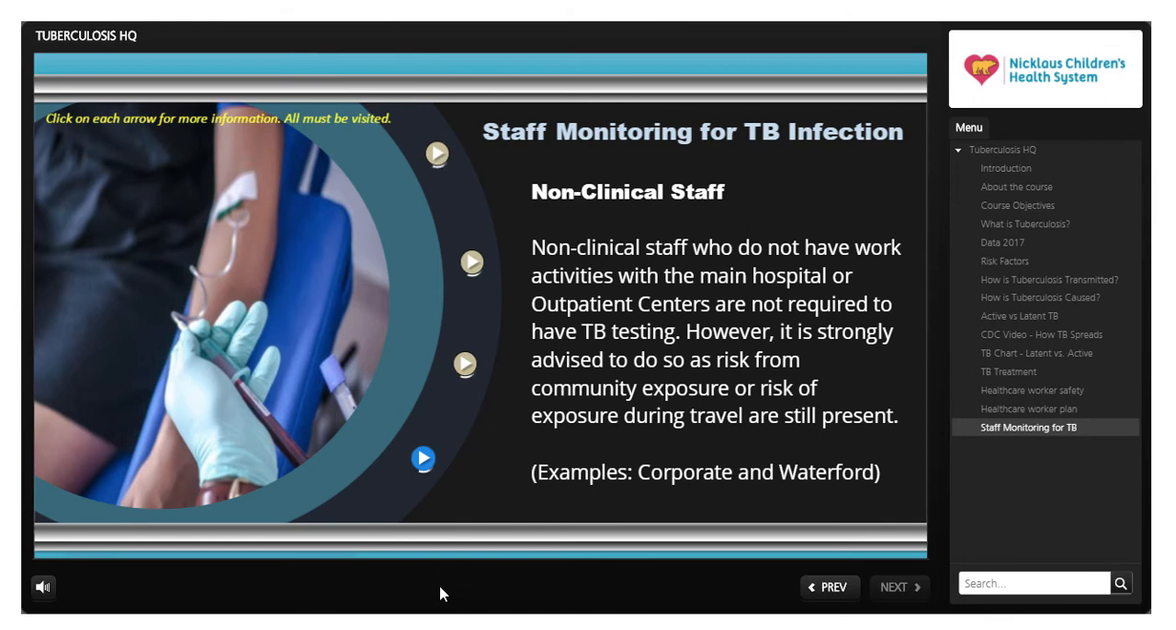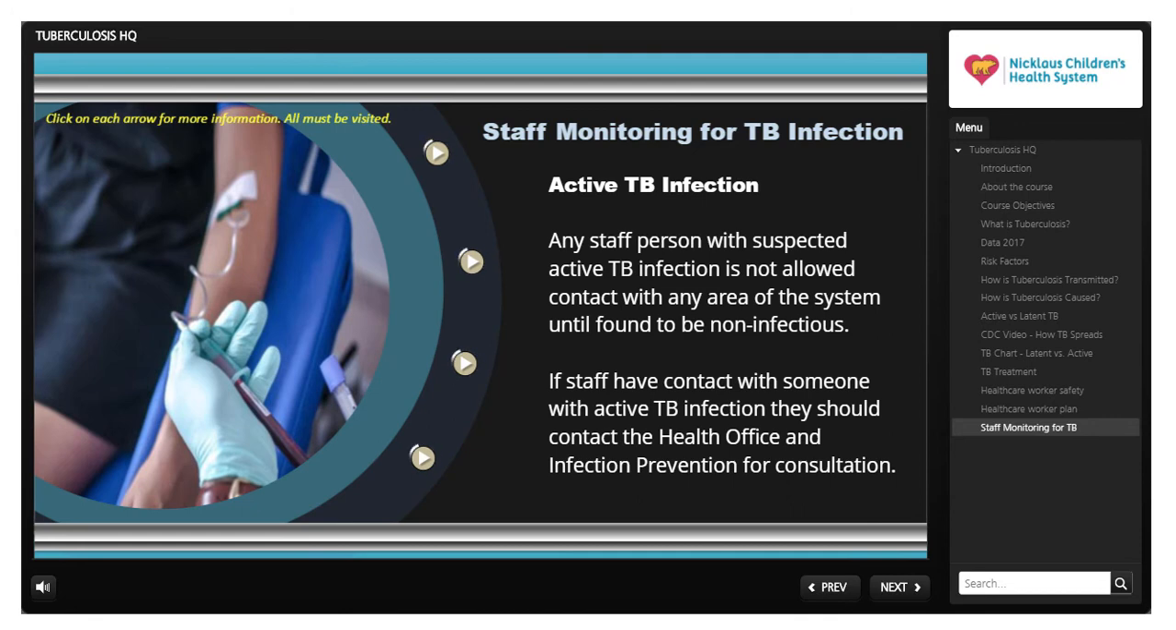Non-clinical staff. Non-clinical staff who do not have work activities with the main hospital or outpatient centers are not required to have TB testing. However, it is strongly advised to do so as risk from community exposure or risk of exposure during travel are still present. Examples: Corporate and Waterford. Active TB infection. Any staff person with suspected active TB infection is not allowed contact with any area of the system until found to be non-infectious. If staff have contact with someone with active TB infection, they should contact the health office and infection prevention for consultation.